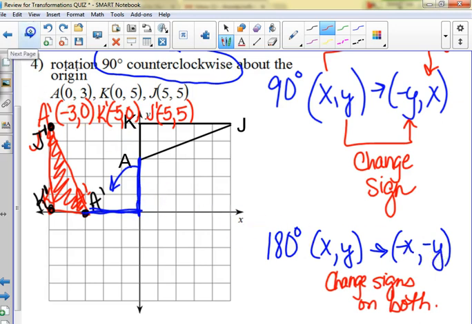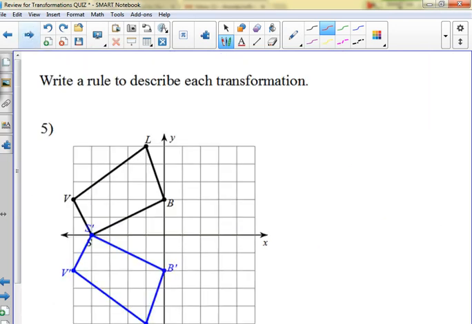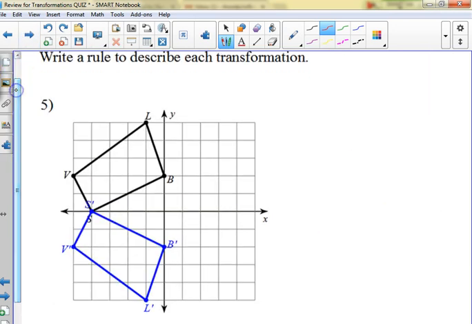All right. The rest of the quiz is multiple choice. You have to pick the right rule, though, so be very careful. Yours aren't blue, okay? How do you know which one came first? Well, the one without a prime is the pre-image, and the one with a prime is the image.